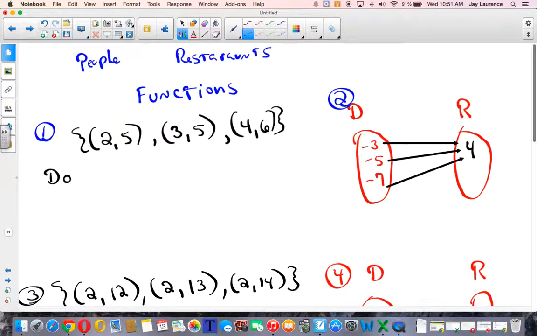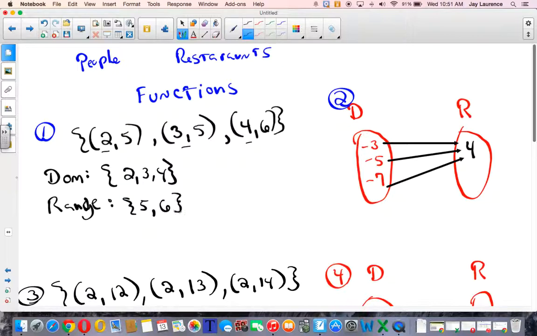Okay, so let's take a look at number 1 here. First of all, the domain of this would be 2, 3, and 4, the x values. Okay, the range are the y values, and that would be 5 and 6. Notice I didn't list the 5 twice. All right, is this a function? Well, where's 2 going? Only to 5. Maybe Nick is only going to Burger King. Okay, Melissa is only going to Burger King. And then Sean is going to McDonald's. This is okay. This is a function. If it was not a function, I would call it a relation.